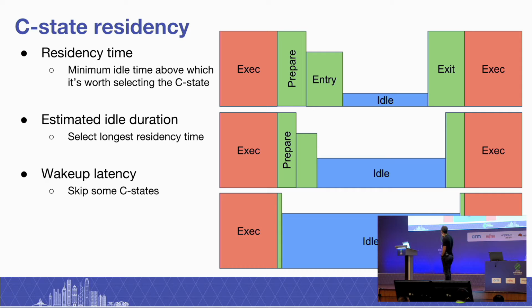The last value is the C-state residency. The residency time is the minimum idle time above which it's worth entering this C-state compared to the previous one. We are using the estimated idle duration, which is provided by the CPU idle framework, and based on that, we are looking for the C-state with the longest residency time. So we are trying to enter the deepest idle state. Of course, according to the wake-up latency constraint, we can skip some C-states.